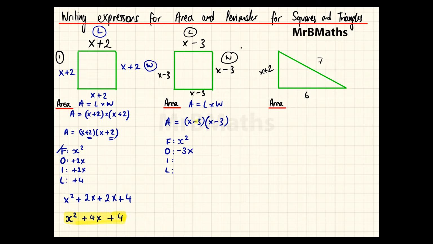Okay, then we've got the inside, so minus 3 times a plus x. So minus 3 times a plus x will give us again a minus 3x, because a minus and a plus make a minus.